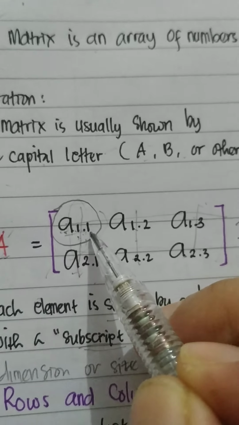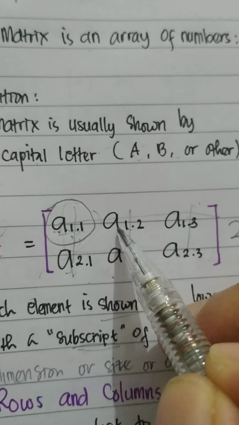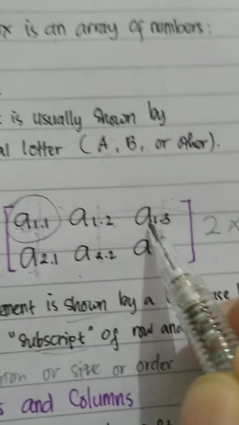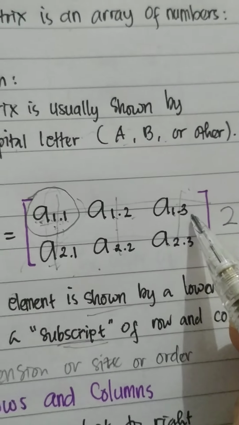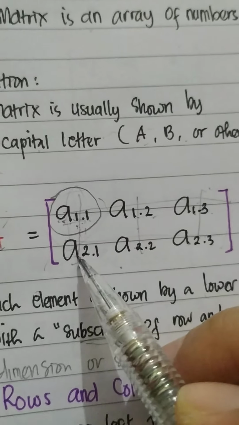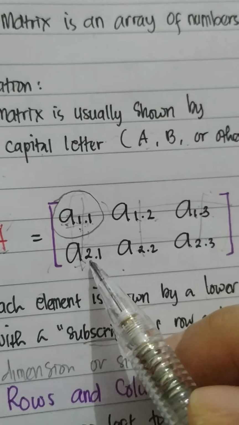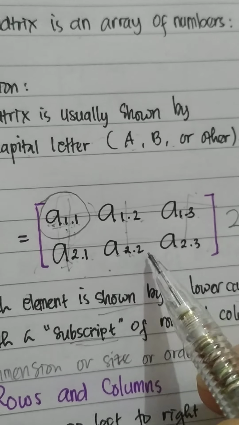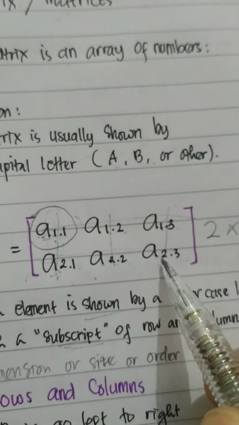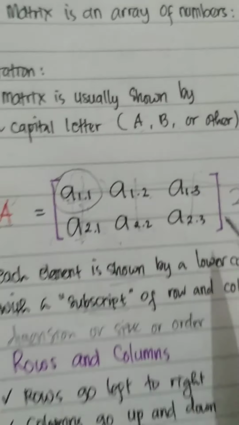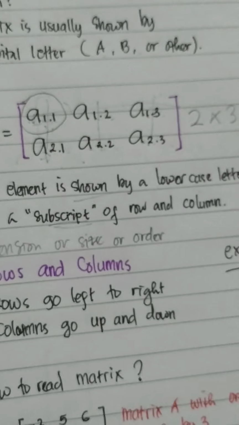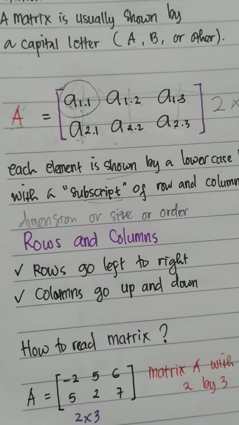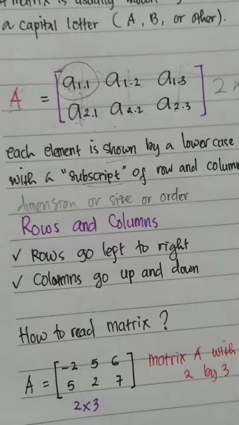How to read this is: element of matrix A, row 1, column 1. Here is element of matrix A, row 1, column 2. Element of matrix A, row 1, column 3, and so on. Element of matrix A, row 2, column 1. Element of matrix A, row 2, column 2. Element of matrix A, row 2, column 3. And so on. For rows and columns, that's what we're going to talk about.